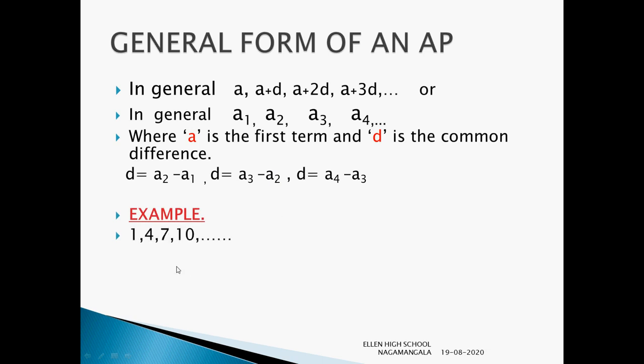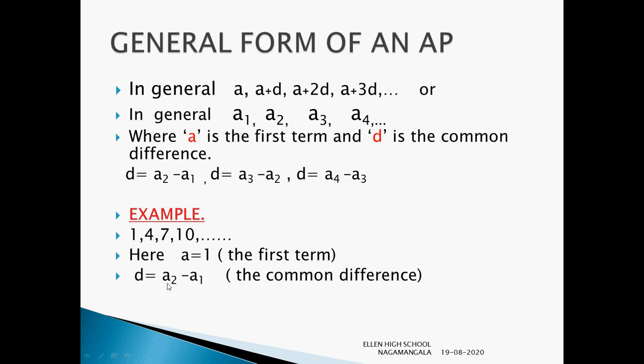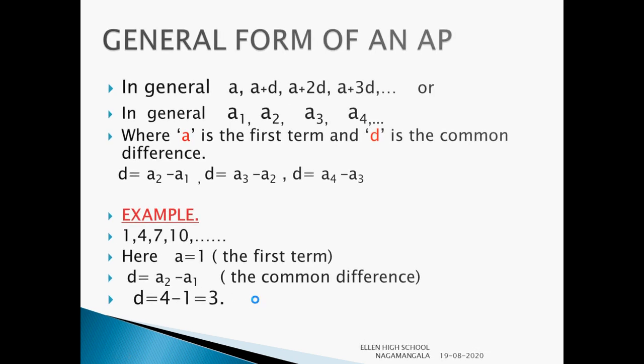See one example here: 1, 4, 7, 10. This is a sequence. Whether it is in AP or not, we don't know. We have to check that. If it is in AP, the common difference is the same. So here the first term a is 1. We have to find d, the common difference. We can take a2 minus a1, or a3 minus a2. Here a2 minus a1 means 4 minus 1 equals 3. This is the common difference of this AP.